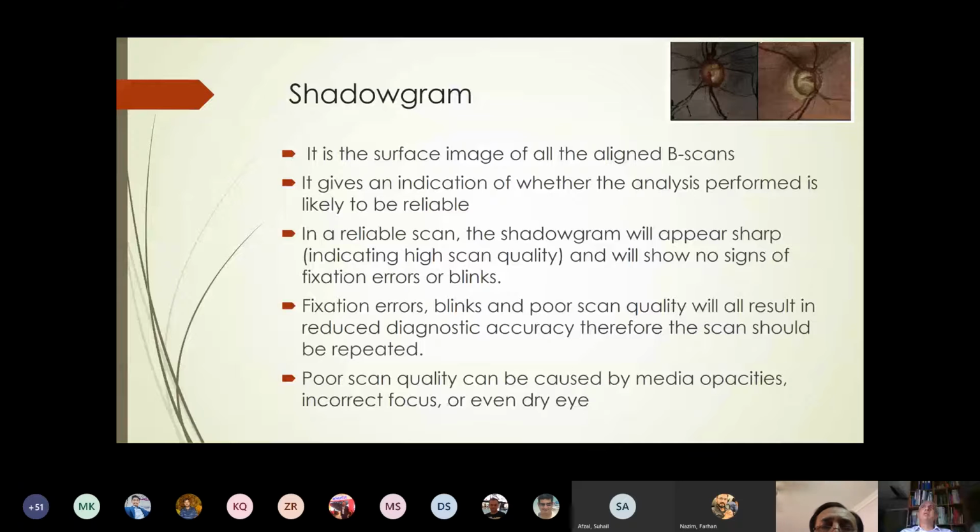The scan will appear sharp, indicating highest quality, and show no signs of fixation error or blinks. I'll show you in the next slide what I mean by that. Fixation error, blinks, and poor scan quality will all result in reduced diagnostic accuracy, so it's important to quickly look at the shadogram before you start looking at the rest. Poor quality, as you know, is caused by media opacities, incorrect focus, or even dry eyes.